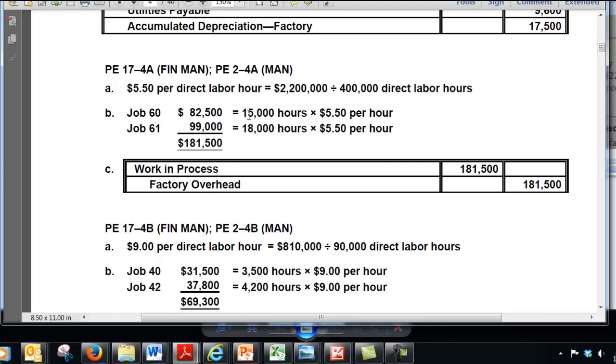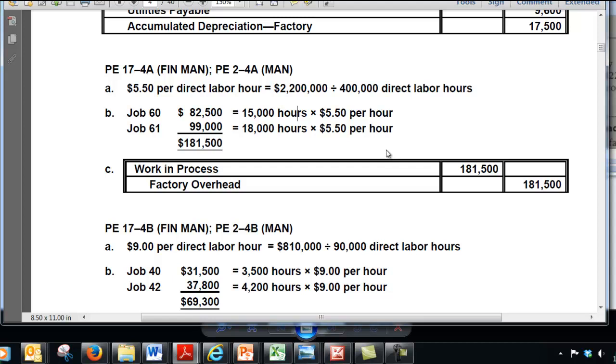So job 60 used 15,000 hours of direct labor, so we're going to multiply that. We're going to apply $82,500 of overhead to this, and 18,000 hours were needed for job 61, so we're going to multiply that by $5.50, and that's going to give us $99,000. We add those two together, and we're going to debit work in process. This is going to be added to the work in process, and remember that's going to be an asset until we actually sell these items.